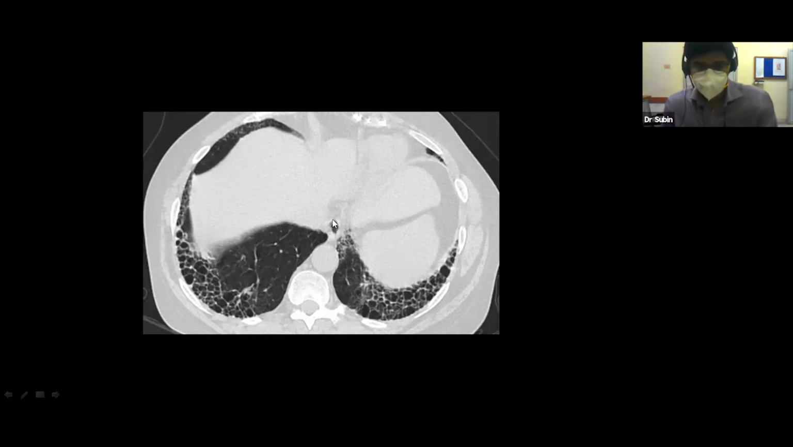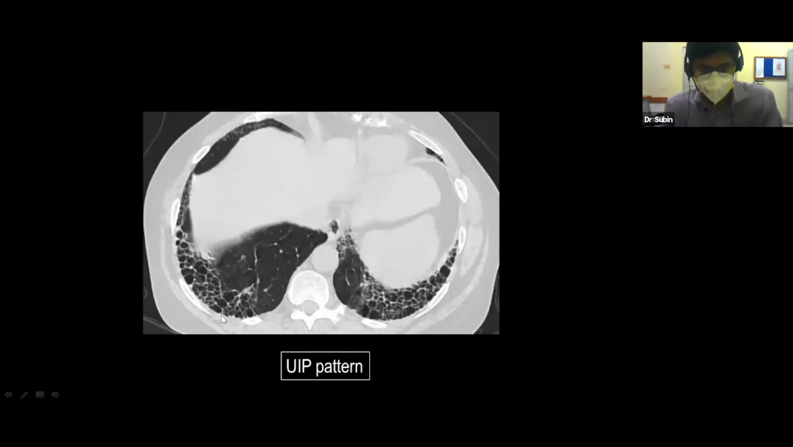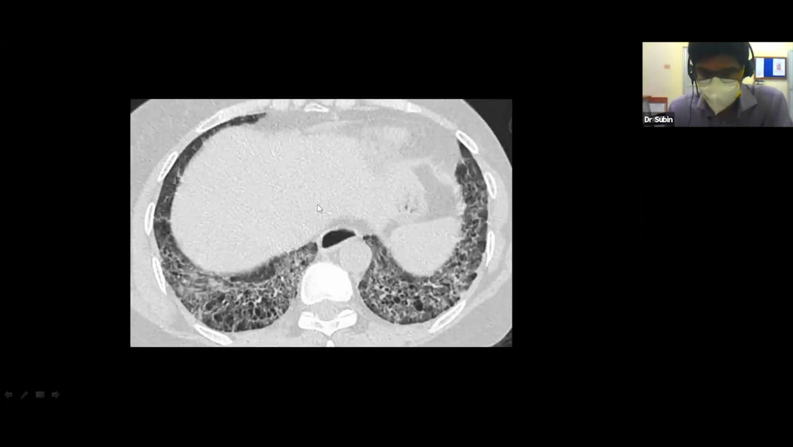Another thing that we are noting is that the esophagus is mildly dilated. Probably, I think this could have been a case of scleroderma. Okay, this is also a case of scleroderma. This is more of a ground glass opacity rather than a UIP pattern. More of ground glass. There is diffuse dilatation of the esophagus here as well.